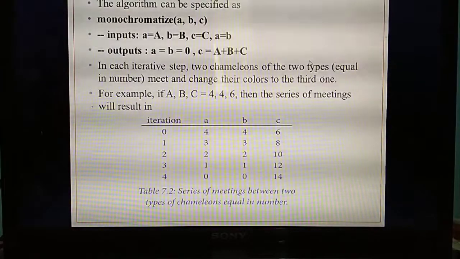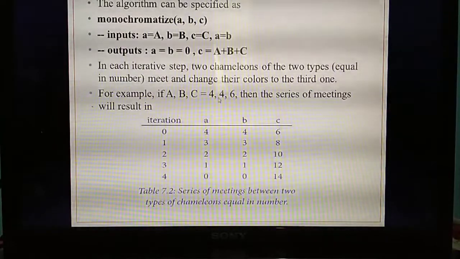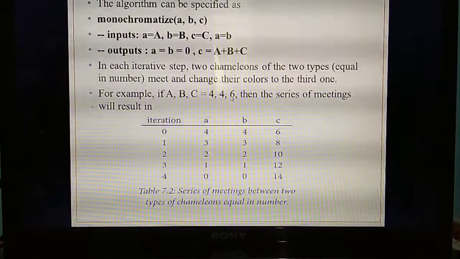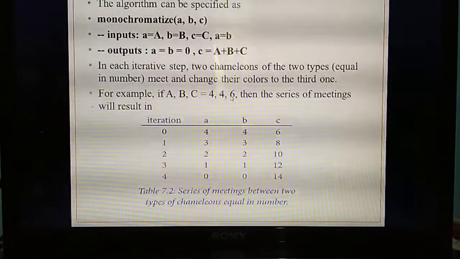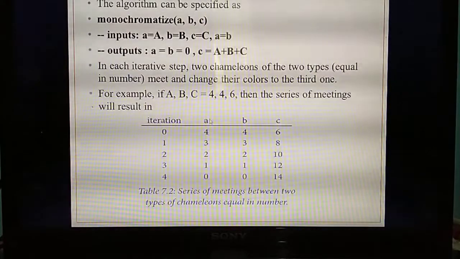Listen. For example, they have given the values of capital letters A, B and C. What are the values? Capital letter A is 4, B is 4, and capital letter C is 6. So how do you need to arrange the meetings between these chameleons? The problem is that at last all the chameleons need to display the same color. Listen carefully. First, how do you write the first iteration? You should draw a tabular column, with the first iteration and then the values.